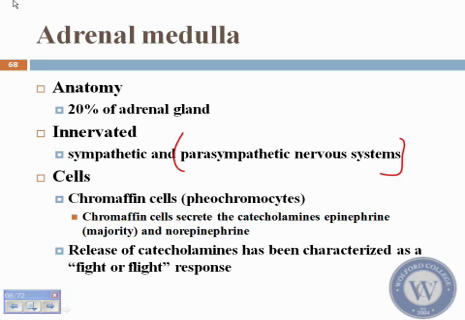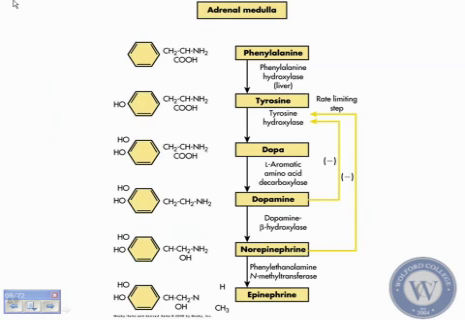Chromaffin cells, which are specialized cells, are called pheochromocytes. These are the ones that actually secrete the catecholamines, such as epinephrine and norepinephrine. And the majority that's being released in this area is epinephrine. This is one of the few areas where the major hormone being secreted is epinephrine. In the other areas, the neurotransmitter is norepinephrine, on the sympathetic side. But epinephrine is what's being released here. It usually gives you the characterization of that fight or flight response.